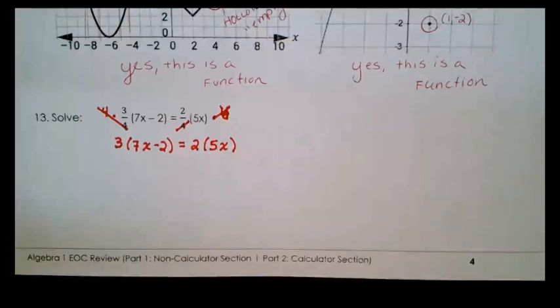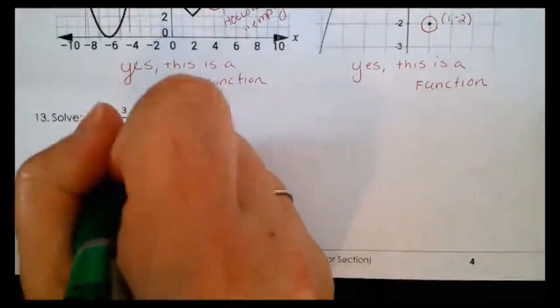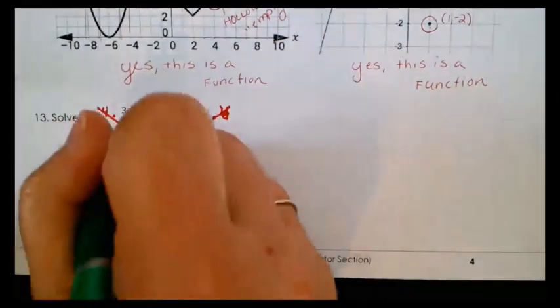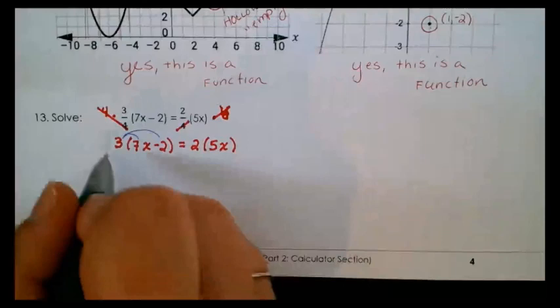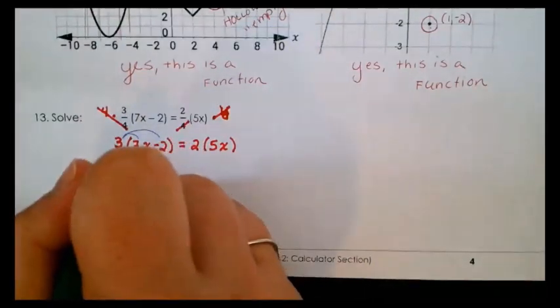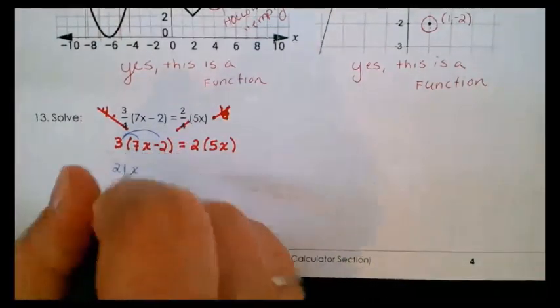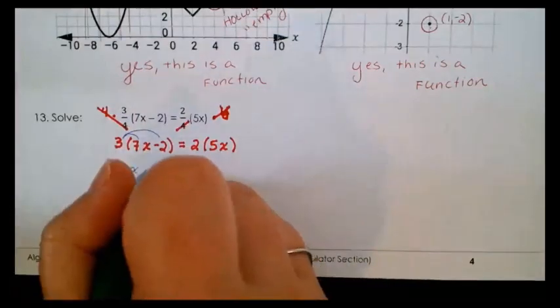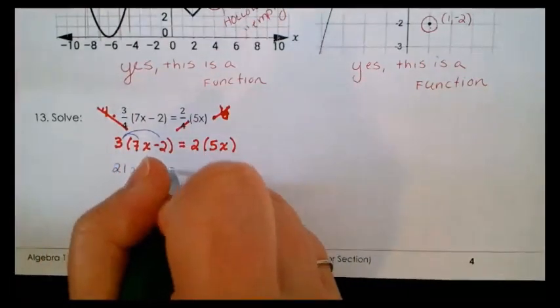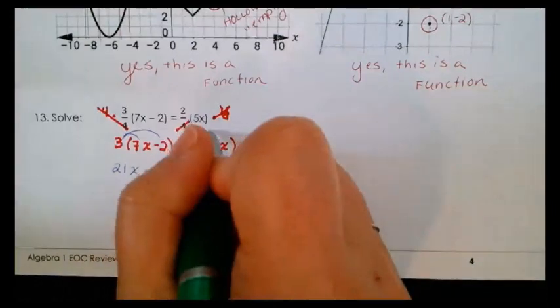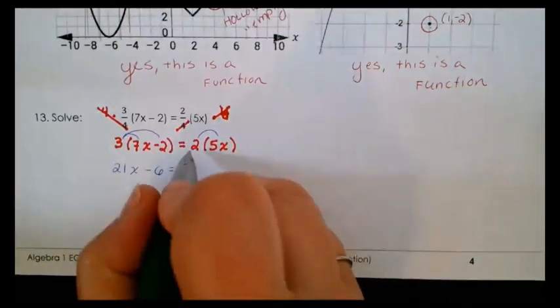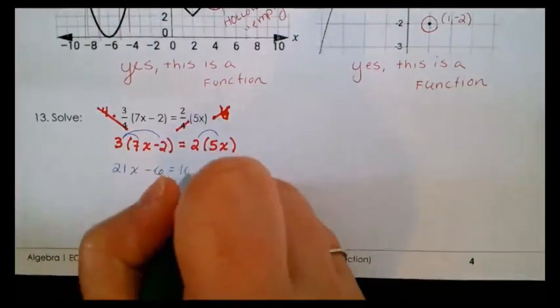Now we're going to work with a normal multi-step equation because we got rid of the 4 denominators that were throwing us off in the beginning. Now to get rid of the parentheses, we're going to distribute. So on the left, we're going to multiply 3 times the 7 and 3 times the negative 2. 3 times 7 is 21x. 3 times the negative 2 is negative 6. Equals 2 times the 5x, which is 10x.